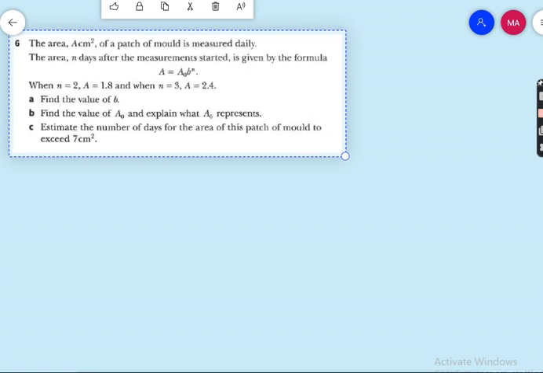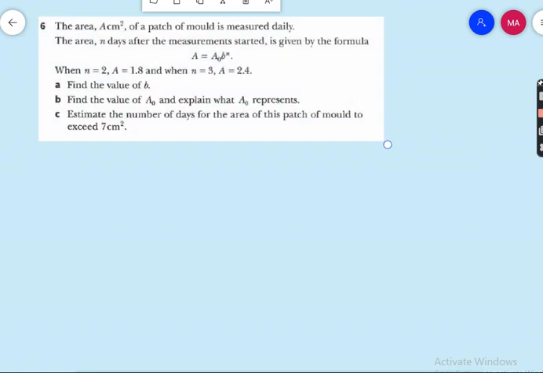So question number 5 was the application of exponential functions in economics. Let's see question number 6.